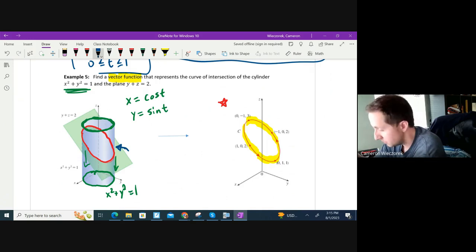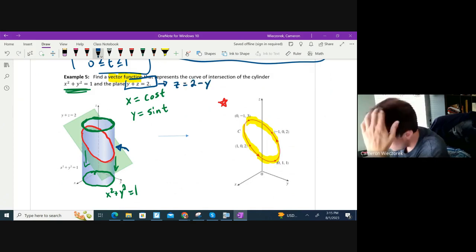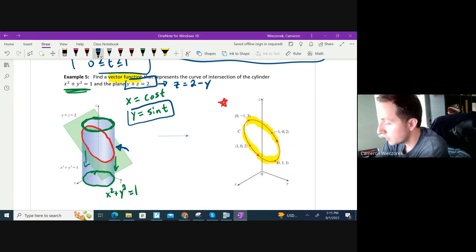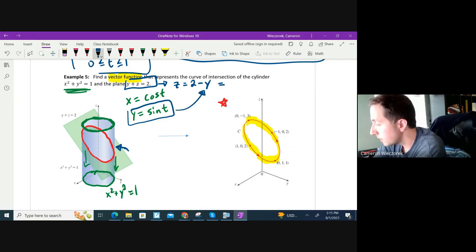That's where the height comes in. Well, that's where you can use the plane. You know what z is equal to. You can solve for this. z is equal to 2 minus y. But we want everything in terms of the parameter t. So what is y equal to? Well, we said along that curve, y is equal to sine of t. So all I'm going to do is substitute in that expression for y. So z is going to equal 2 minus the sine of t.